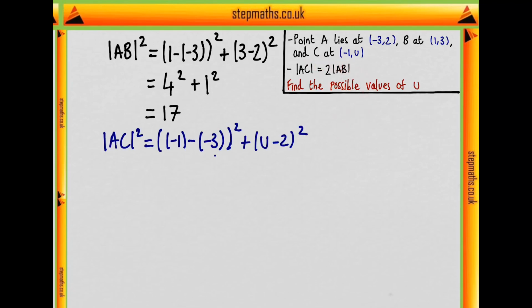This is a little bit more awkward because we've got the unknown. But again, the difference between -1 and -3, squared, plus the difference between U and 2, squared. That becomes 4 plus U squared minus 4U plus 4, by expanding this out to get U squared minus 4U plus 4, where this 4 just comes from the 2 squared. Then collecting the terms, U squared minus 4U plus 8. So we've got these two expressions, and from this we could work out the distance AB and AC fairly easily.